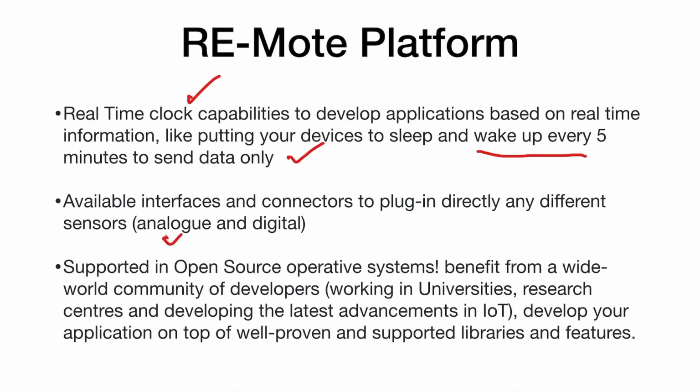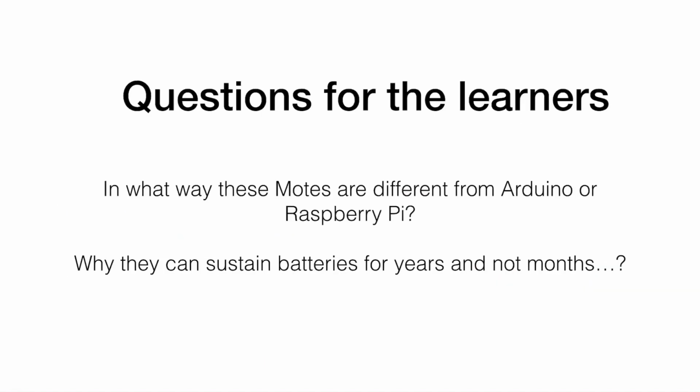Interfaces: analog and digital plug-in interfaces are easily accessible and open source. The main thing is that it supports open source. So many developers working in universities and research centers are developing the latest advancements in IoT, enabling this remote platform across various IoT applications. Having said that, we have seen Arduino, Raspberry Pi, and the Mote also. I have just showcased various varieties of these platforms.